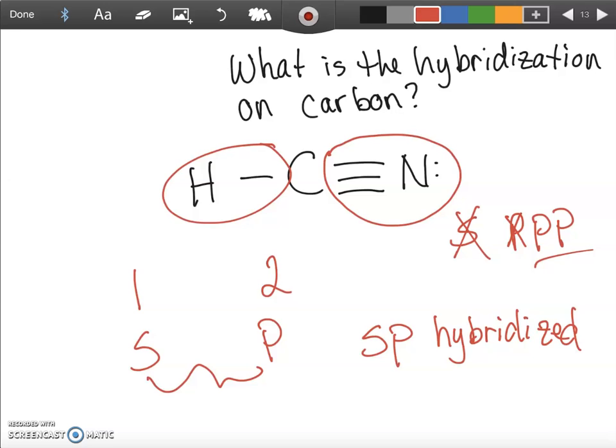Now going back and assigning sigma and pi bonds, remember that the sigma bond always occurs with the single bond, okay? So there's a single bond right here, so that is a sigma bond, okay? Triple bonds are made of 2 pi's and 1 sigma. The center one is the sigma bond, and the pi bonds are the 2 outside ones, okay?